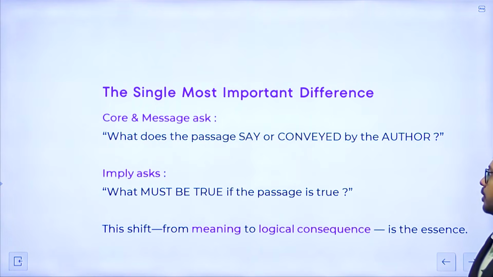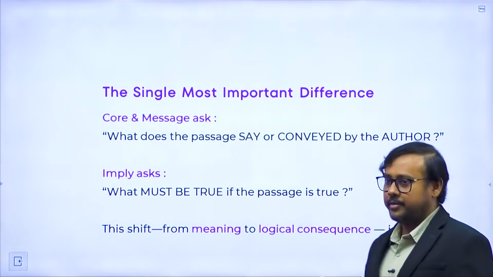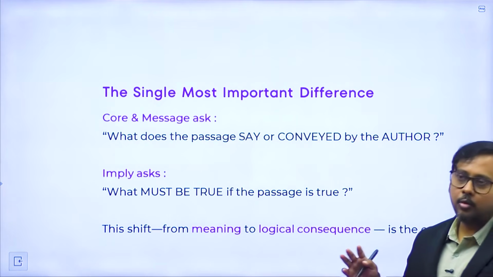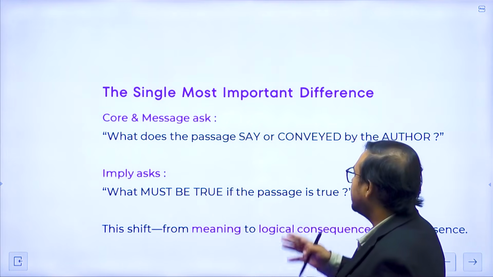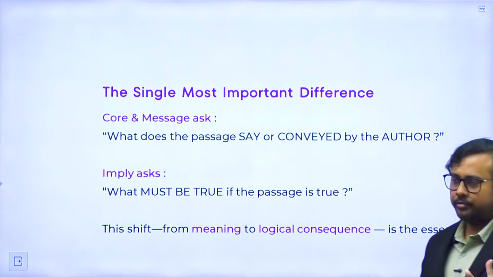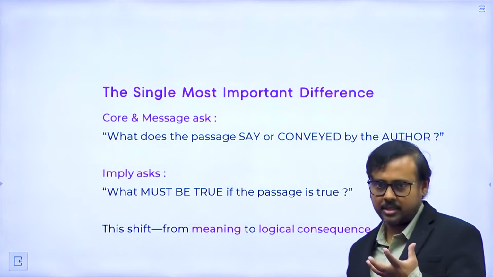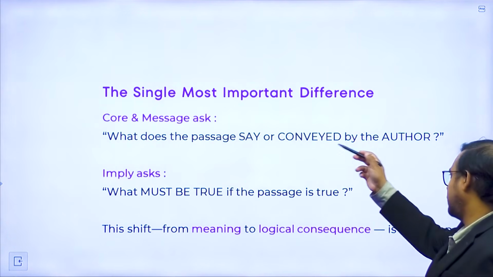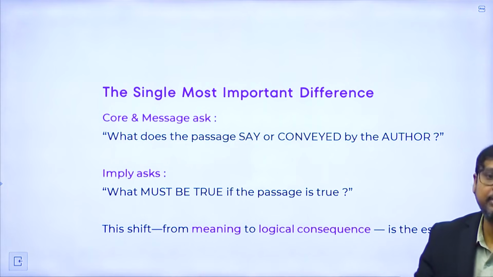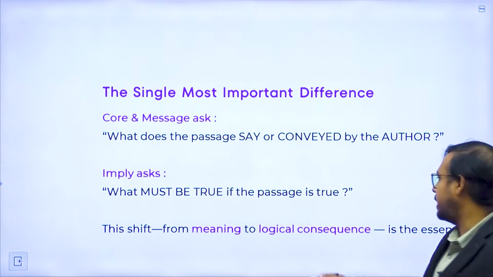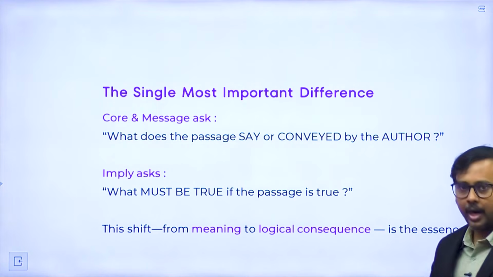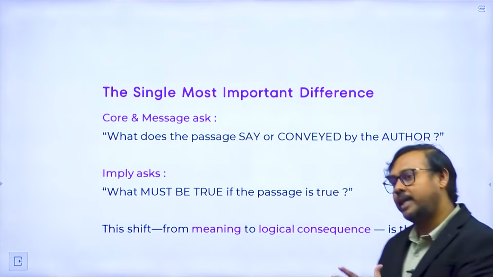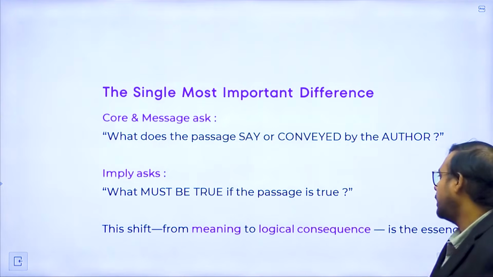So the single most important difference, now people will say that what is the difference between core and message? So core and message, what does the passage say? In case of core, what does the passage say? And in case of message, what is conveyed by the author? I think we discussed those things, right? Imply asks what must be true if the passage is true. Again, logical. So outside knowledge can come in.